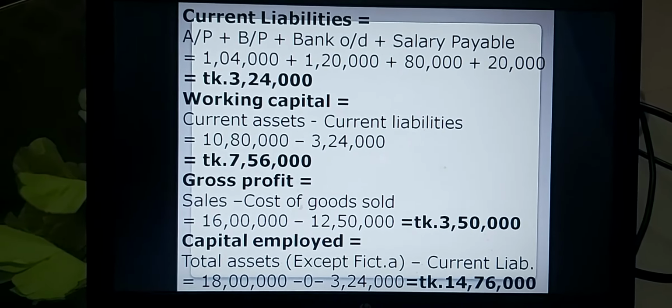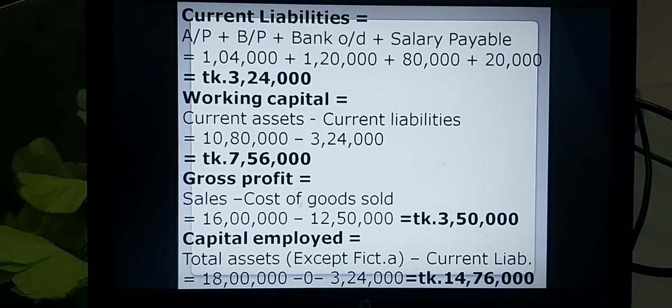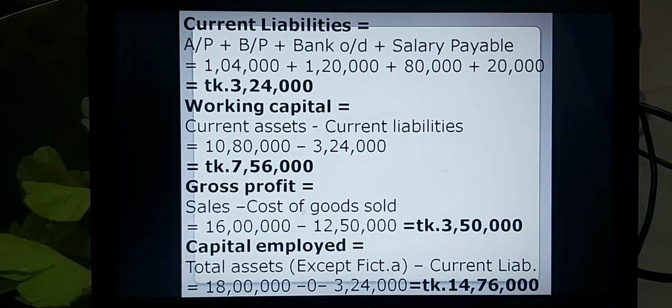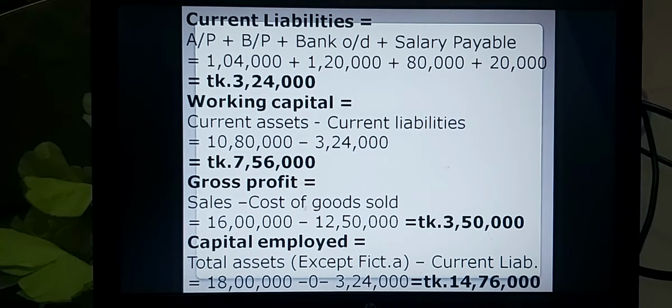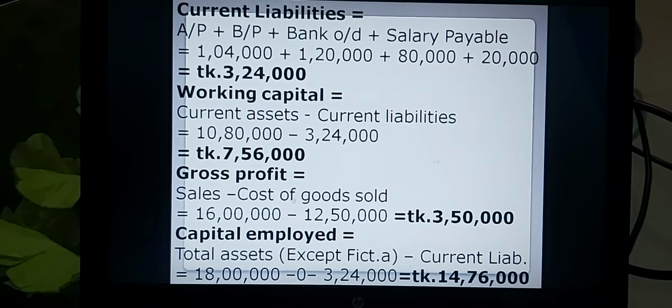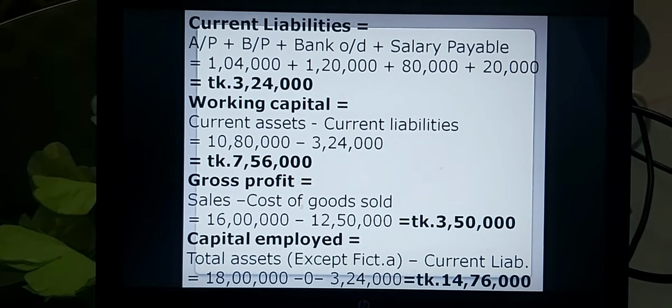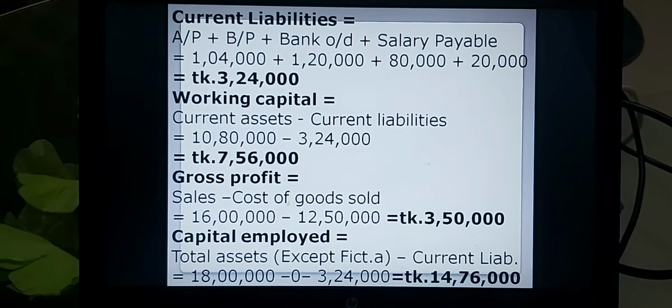So it is calculated very easily. Working capital is equal to current assets of taka 10,80,000 minus current liabilities of taka 3,24,000. That is, the amount of working capital is taka 7,56,000. Dear students, I think you are writing in the proper way in your accounting practice copy.